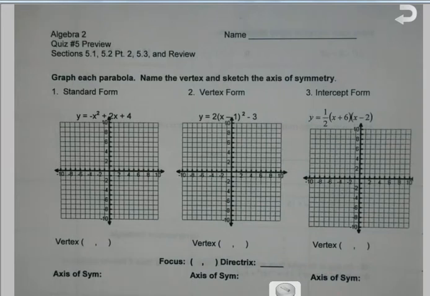Today we're going to be taking a look at the preview for Quiz 5 coming up. A little bit with graphing, a little bit with factoring, a little bit with roots, and a little bit of review to boot. So let's go ahead and get started.